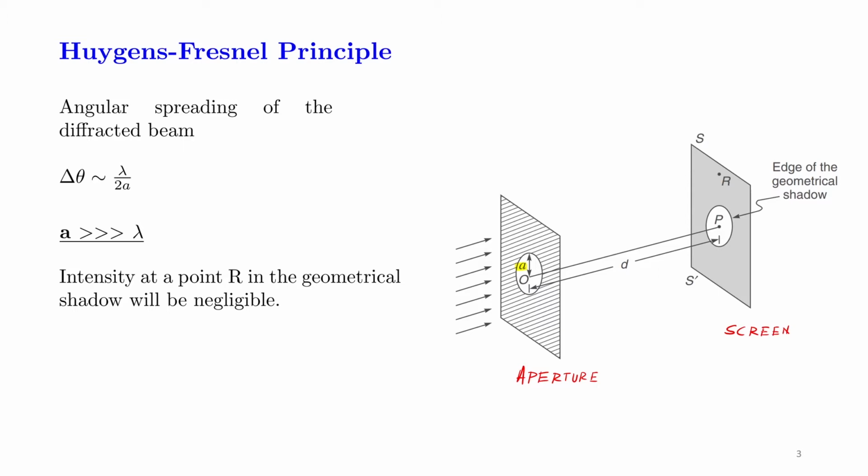What happens when a is approximately equal to lambda? In this case, there will be almost uniform spreading out of the beam and almost uniform illumination will be seen on the screen. This is because when a becomes equal to lambda, the aperture almost acts as a point source that will result in a uniform illumination of the screen.